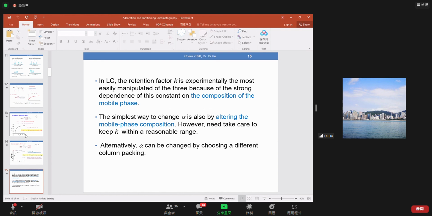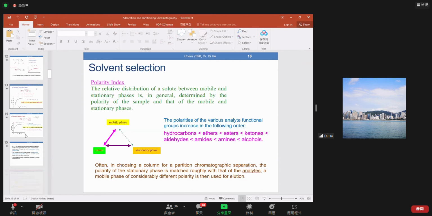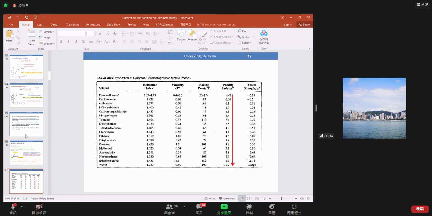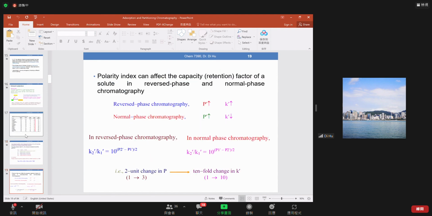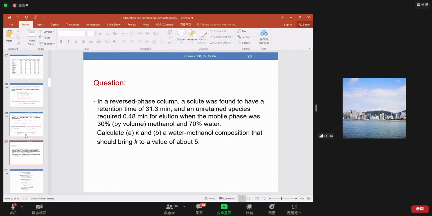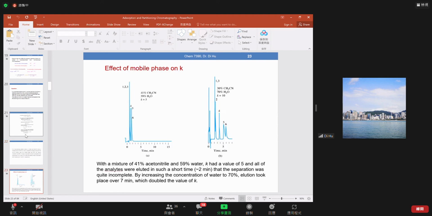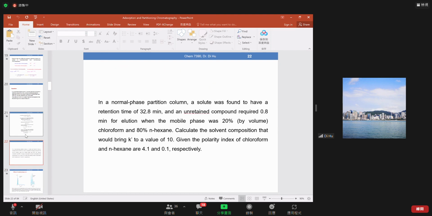So how can we modify K, how can we modify alpha, right? So what is solvent selectivity? What is solvent selection? If we want to achieve better separation, how do we play with the solvent polarity index, how does the solvent polarity index influence the K value? Okay, so we did that question together. And again, I hope everybody knows how to do that. Okay, and we actually tried another example as well.